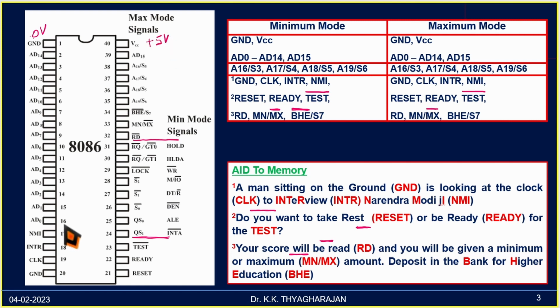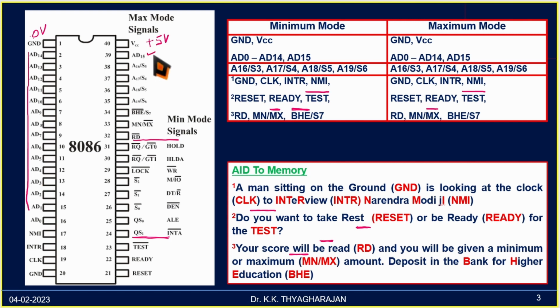If you see pin 16 to pin 2, you have only AD lines. All these are address data lines. That is, address and data both are multiplexed. That means the processor sends the lower 16-bit addresses at the start of the machine cycle, and in the later part of the machine cycle, it transfers data through the same line.